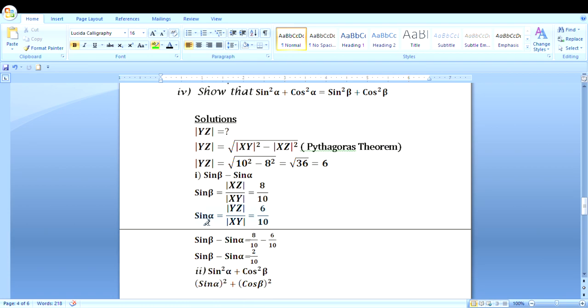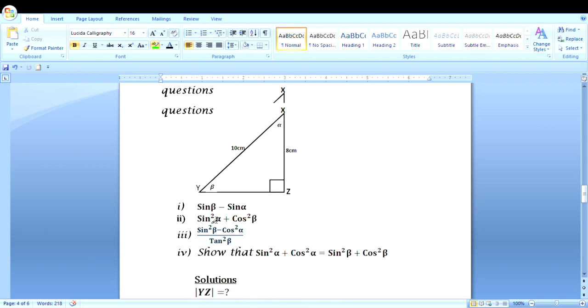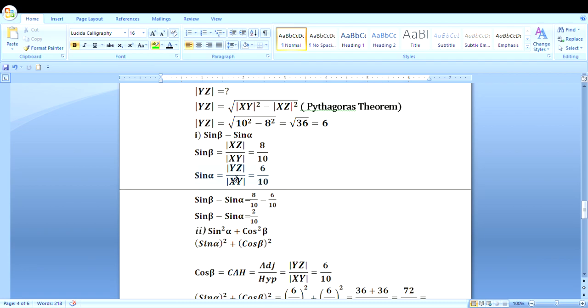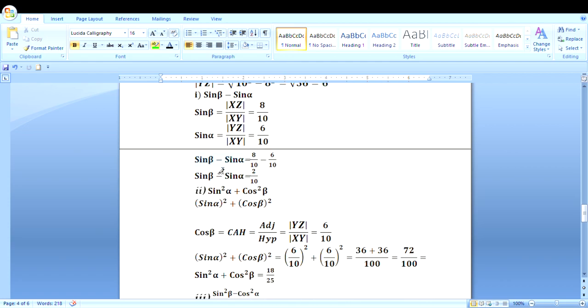Now let's look at sine alpha. Sine here is different from this angle. Our sine alpha here will become the opposite of this angle alpha, which is yz, and the hypotenuse is also xy. So this becomes 6 over 10, which is yz over xy, which is 10. So let's do the subtraction here. Sine beta minus sine alpha is 8 over 10 minus 6 over 10, and that gives 2 over 5.